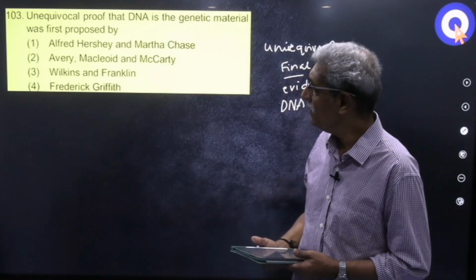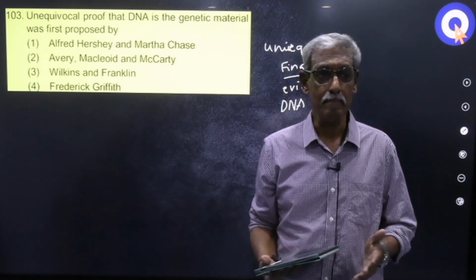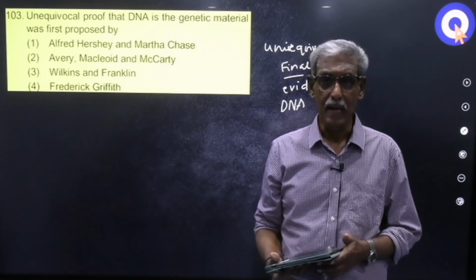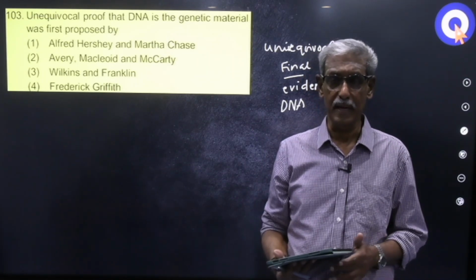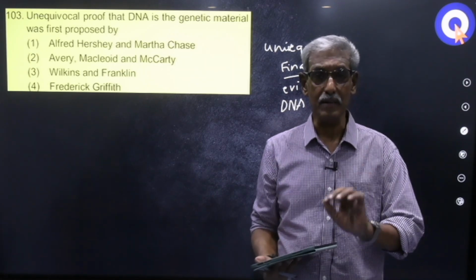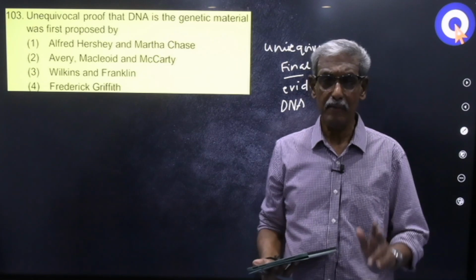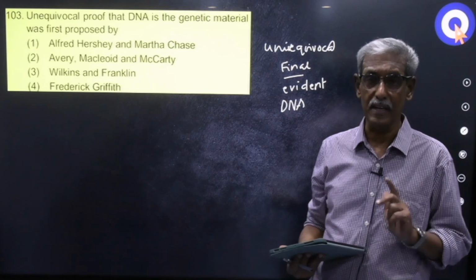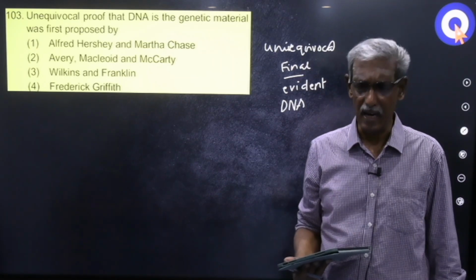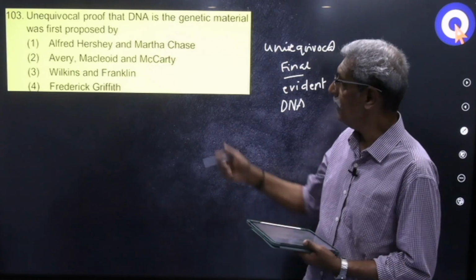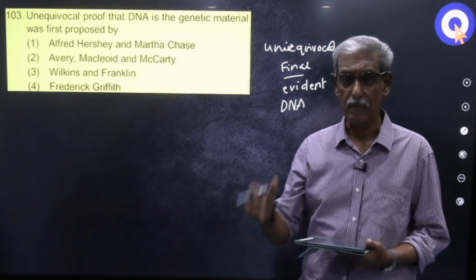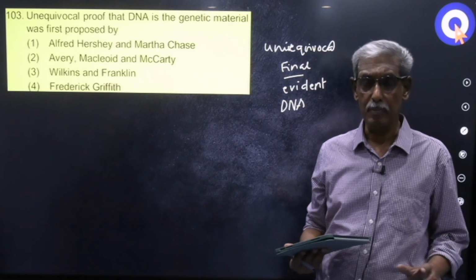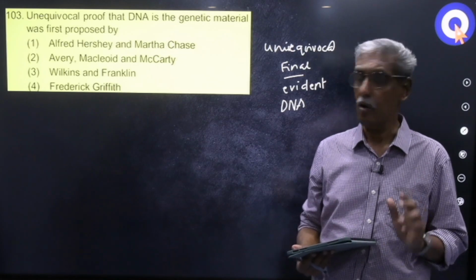And later on we had Avery, MacLeod and McCarthy, who had primarily used proteases to remove proteins and RNases to remove RNA, and they had also tried DNases to remove DNA, and they had established that DNA is the transforming principle. But the first universal proof that DNA is the genetic material in all living organisms, right from bacteria to elephants, was given by Hershey and Chase. Their kitchen blender experiment using radioisotopes has been one of the landmarks of molecular biology.